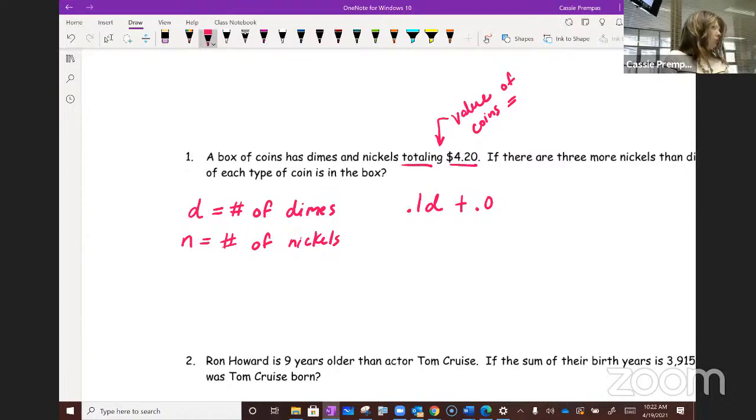A penny would be 0.01, which should be good. The nickel will do 0.05. So we've got 0.05 times n is equal to $4.20 because that's our value.